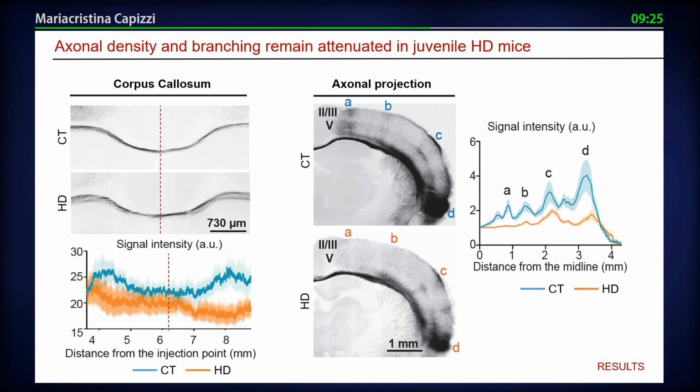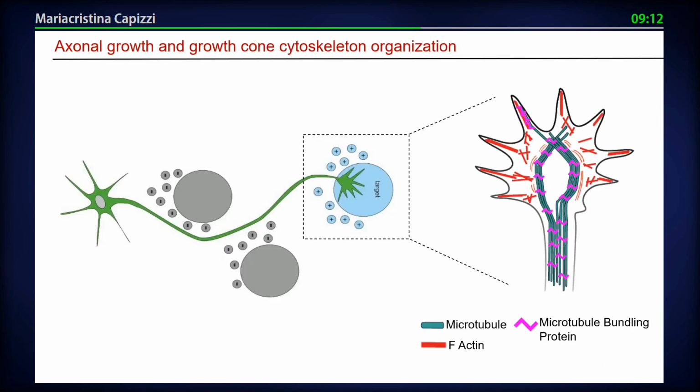So there were fewer connection points with the contralateral side. Indeed, we saw there was an axonal growth defect, and this axonal growth defect was having an impact in adult stages at the level of connectivity. So the question was, okay, why? What could be the structure and the causes of this defect?